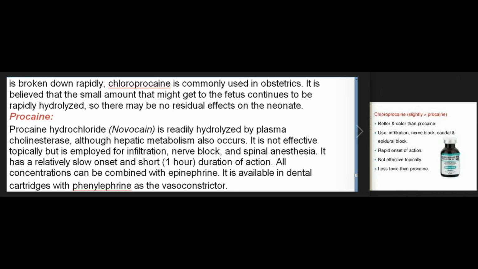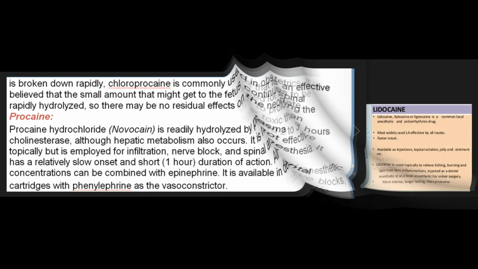Procaine hydrochloride, Novocaine, is readily hydrolyzed by plasma cholinesterase, although hepatic metabolism also occurs. It is not effective topically but is employed for infiltration, nerve block, and spinal anesthesia. It has a relatively slow onset and short, 1 hour, duration of action. All concentrations can be combined with epinephrine. It is available in dental cartridges with phenylephrine as the vasoconstrictor.